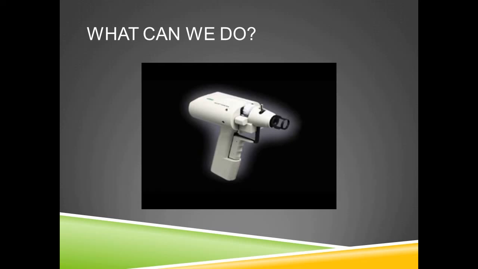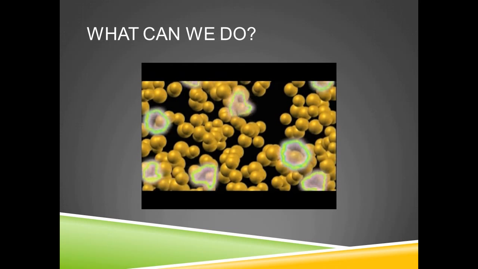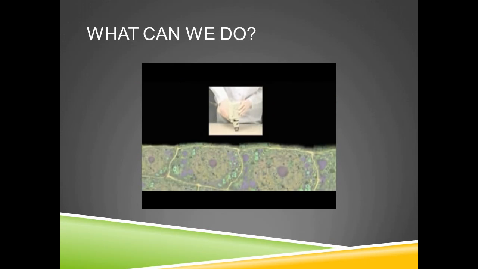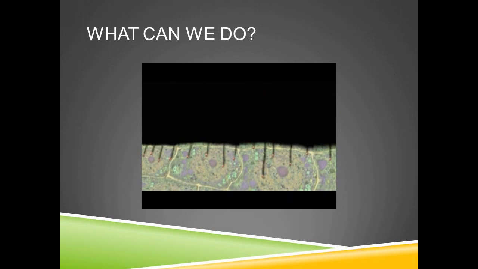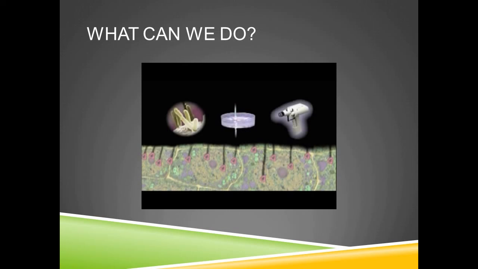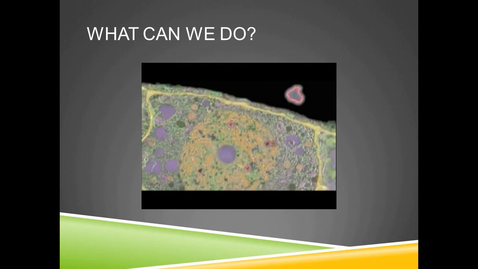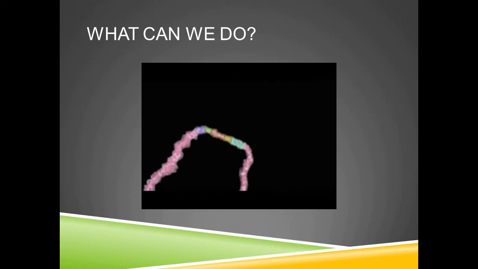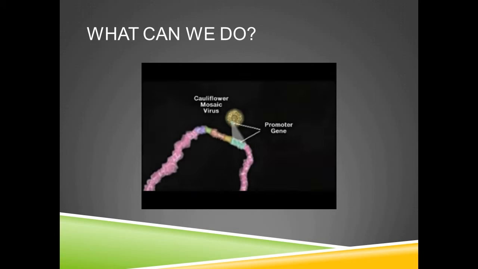Another is the gene gun, which blasts particles of gold coated with engineered DNA into the plant cells. Each of these 3 methods needs a promoter gene that turns on the desired characteristics. The promoter gene is often extracted from the cauliflower mosaic virus.